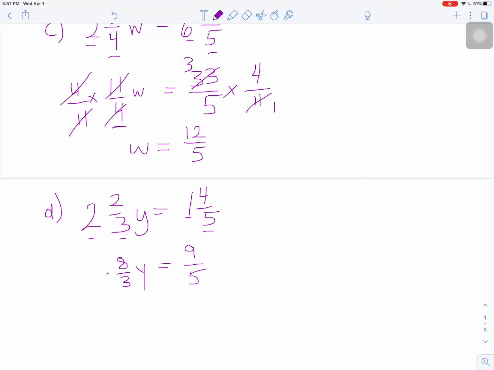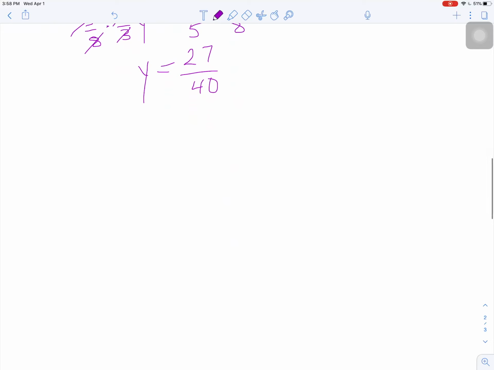Okay, we have to multiply by the reciprocal, so 3/8. The 8's cancel each other out, 3's cancel each other out, y is on this side equals, can we change any of these into smaller numbers? Not really. We get 27 over 40. And there's your answer. Moving on to E.